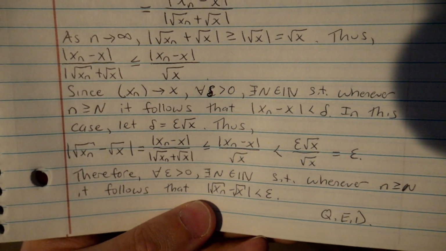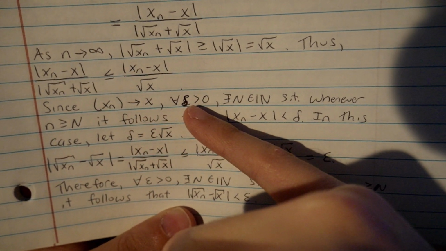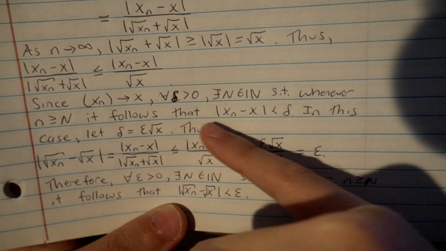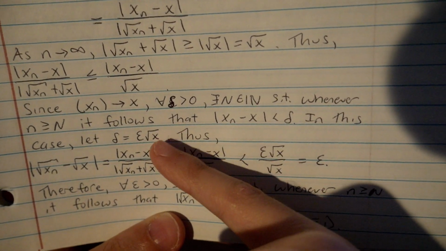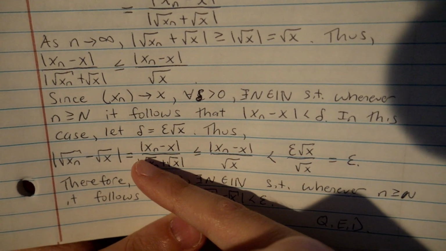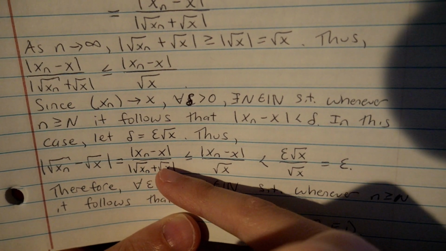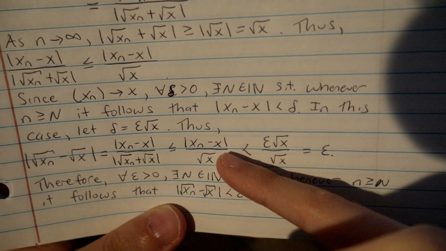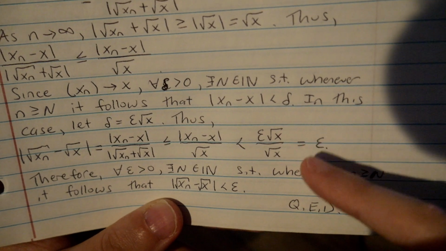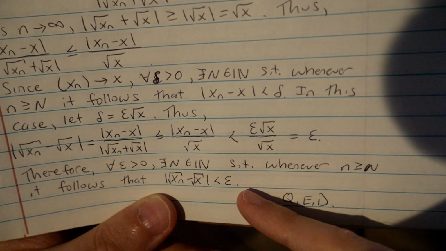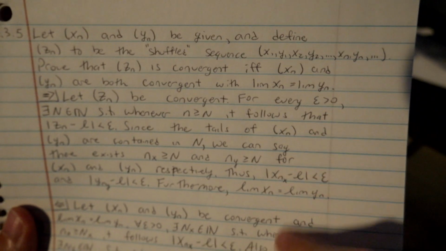Now I feel like we're able to actually write down the proof. Since x_n is going to x, for all delta there is a neighborhood such that |x_n minus x| is less than delta. In this case, let delta be equal to epsilon times the square root of x. Therefore, our original want, the square root of x_n minus the square root of x, is equal to this, which we showed earlier is less than this. Now notice how x_n minus x is bounded by epsilon times the square root of x, so this is equal to epsilon. So I proved that this is less than epsilon, and then I just used the definition of convergence. That's really this proof.